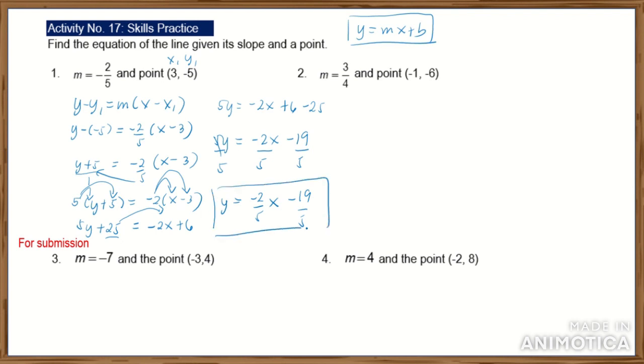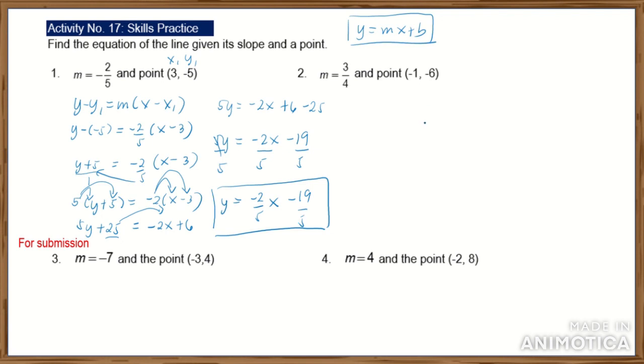Okay? So, what's good in writing the equation of the line in slope-intercept form is we can identify another point on the line, which is the y-intercept. So here our y-intercept is negative 19 over 5, or the point with coordinates 0, negative 19 over 5. Okay, that's it. Quite easy.